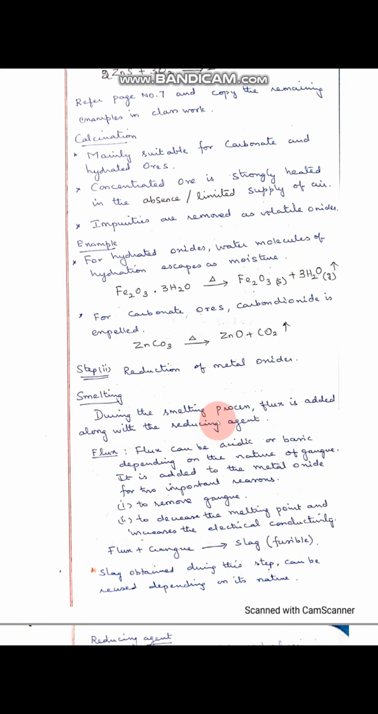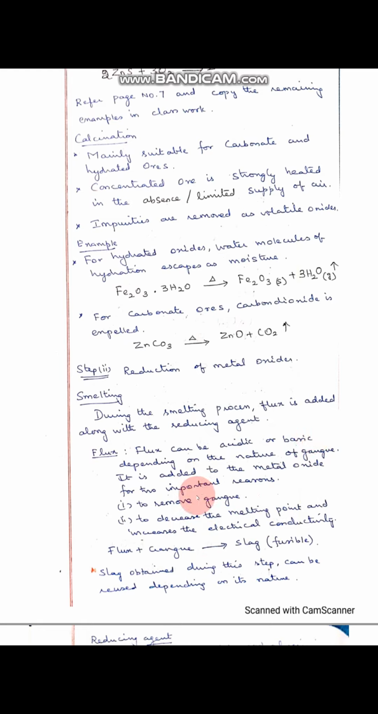And in this smelting process, we are going to add two things along with the concentrated ore. One is a flux and another one is a reducing agent. First, let us see what a flux is. A flux can be acidic or basic. What decides whether the flux should be acidic or basic is the nature of the gangue. If the gangue is acidic, then the flux will be basic. If the gangue is basic, then the flux will be acidic.